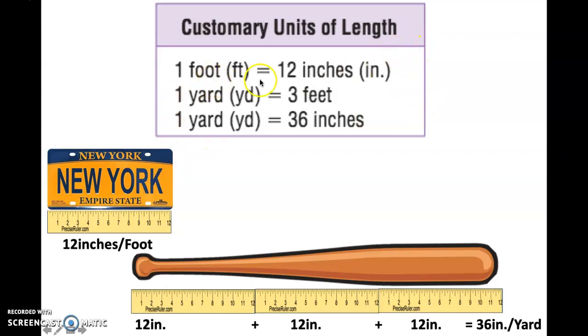1 foot equals 12 inches. 1 yard equals 3 feet. And 1 yard is 36 inches. Now, I've taken a picture right here of our license plate. When we spoke about the benchmarks, we used benchmarks like a license plate to tell us that it is 12 inches or about a foot. For a yard, we referred to the benchmark a baseball bat, and we said this was about a yard, which is 36 inches.